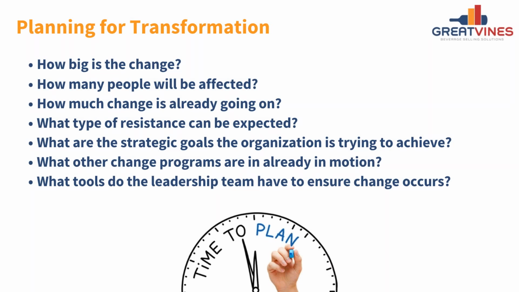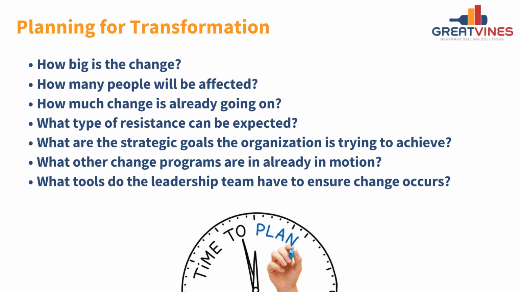Planning for transformation. So this is really the starting point, and this is where the senior leadership team and that project team and your vendor, in this case GreatVines, need to be aligned. Okay, so it's understanding how big is this change for the organization, looking at it department to department. How many people will be affected? Okay, how much change is already going on?